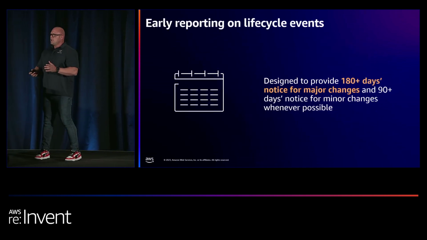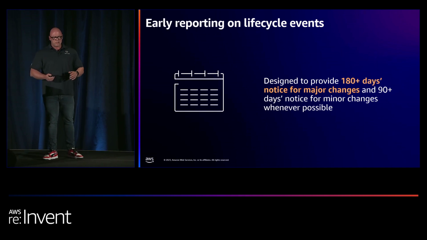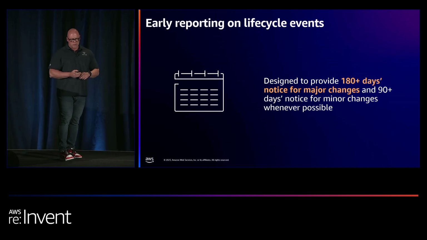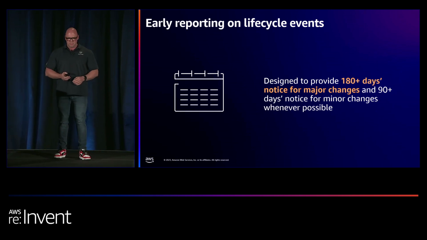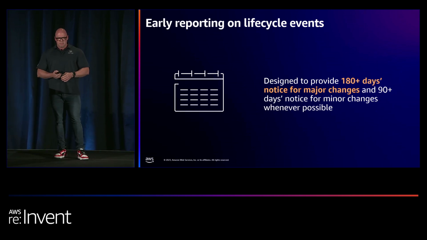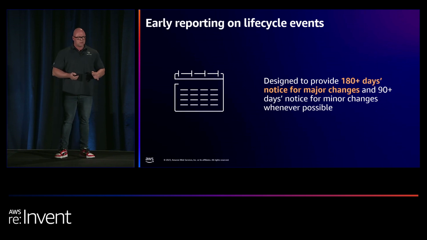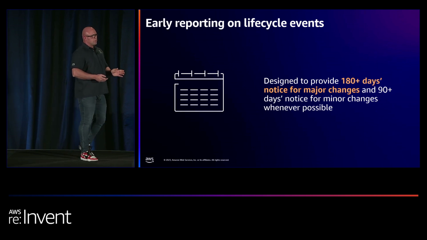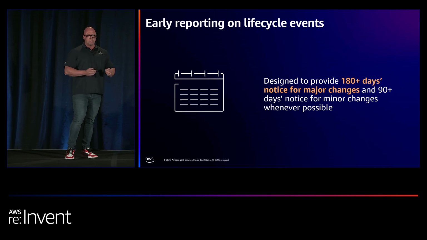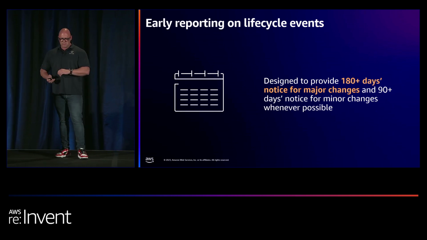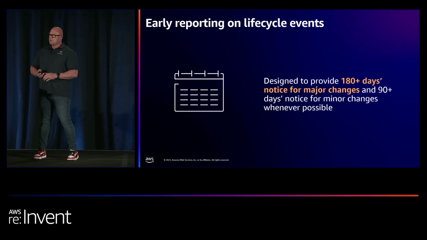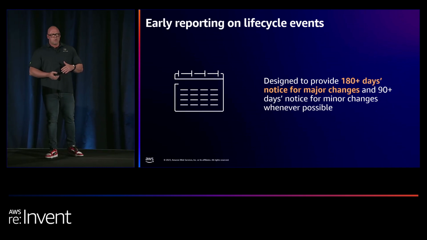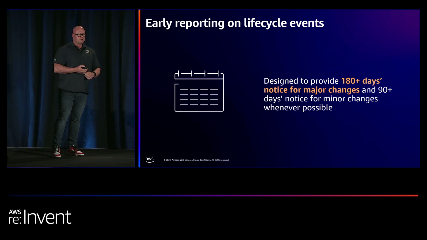We understand that you, like us, operate on long planning cycles, so we want to make sure that you have enough time to plan for these planned lifecycle events. So whenever possible, we are making sure that you get at least 6 months of notice for major changes, and at least 3 months on minor changes. There will obviously be some exceptions to this, for example, when there are maybe urgent security upgrades that need to go on.